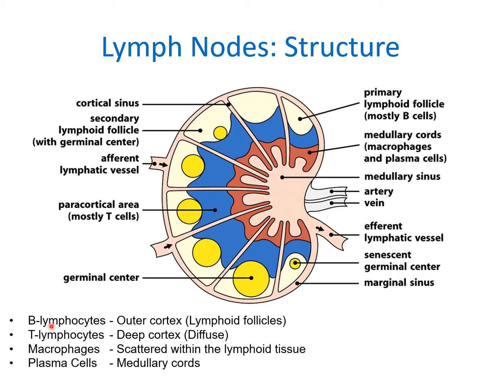The B lymphocytes are mainly concentrated in the outer cortex where they form the lymphoid follicles, whereas the T lymphocytes are mainly seen in the paracortical areas or the deep cortex. Macrophages are scattered throughout the lymphoid tissue, and finally the plasma cells, which will ultimately form the immunoglobulins, are mostly found in the medullary cords.